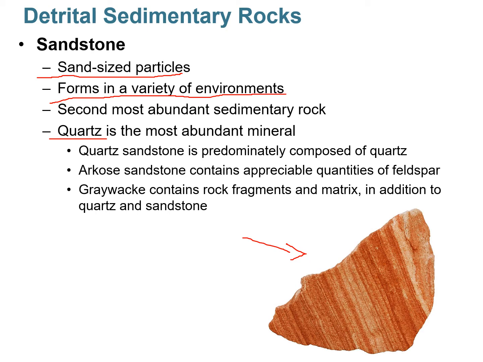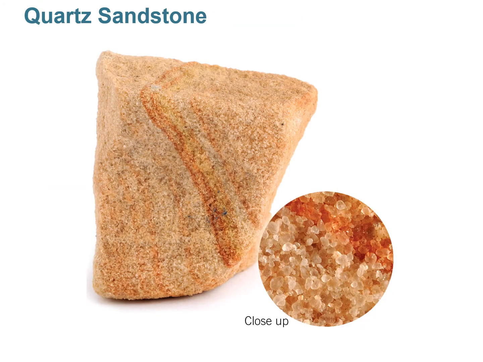Now there are many different types of sandstone we won't get into exactly. It's just different amounts of different minerals. For example, if it has more feldspar in it, we give it a different name. Here's a close-up view of a quartz sandstone. So if you look at it closely, you can see the individual grains of quartz sand all just glued together, essentially.